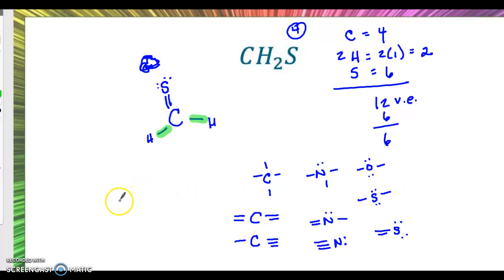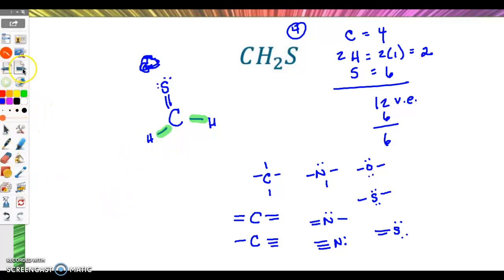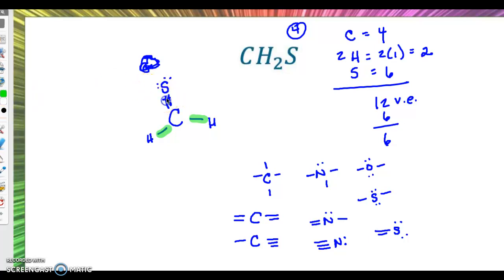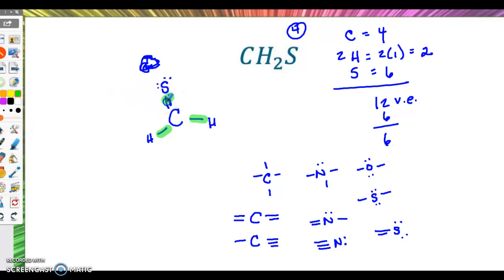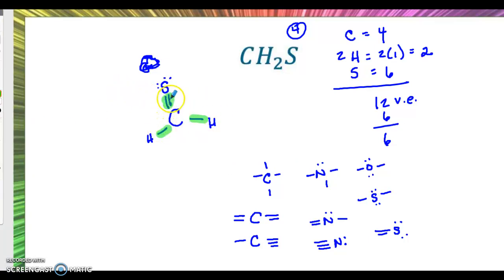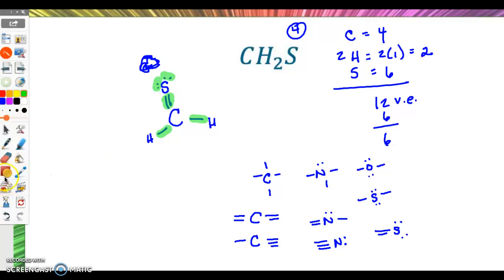And when I draw a double bond between sulfur and carbon, it also takes care of the carbon. Carbon now has an octet of electrons. So carbon has 2, 4, 6, 8. Each hydrogen has 2, which is good. And the sulfur has 2, 4 in the double bond, 6, 8 with the lone pairs.